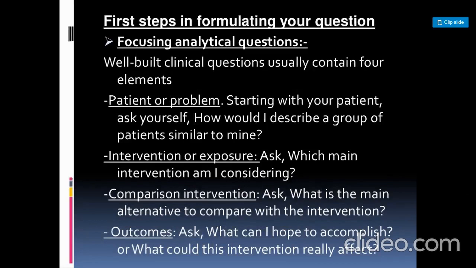Well-built clinical questions usually contain four elements. What are those four elements? The first one, patient or problem. Starting with your patient, ask yourself, how would I describe a group of patients similar to mine? Then the second one, intervention or exposure. Ask, which main intervention am I considering?